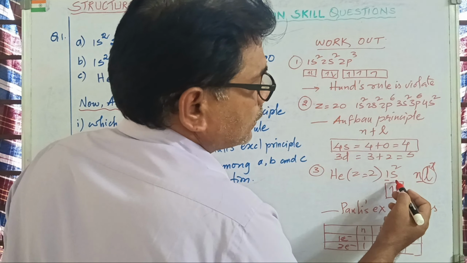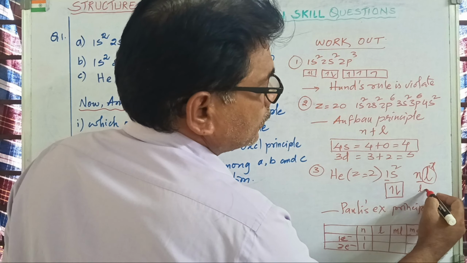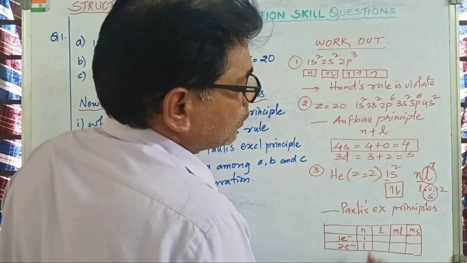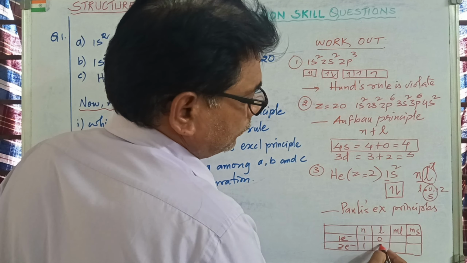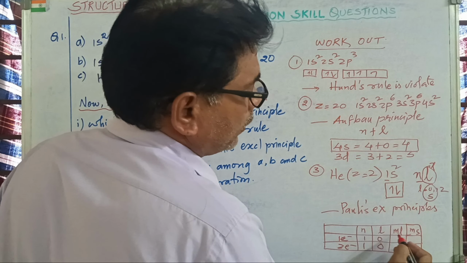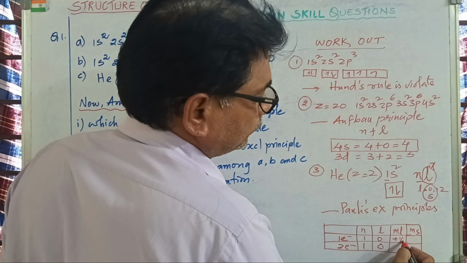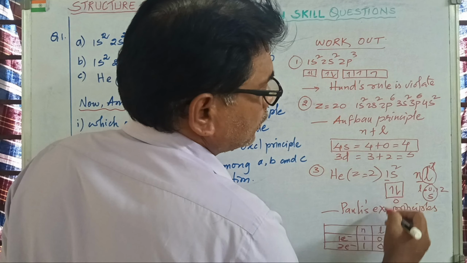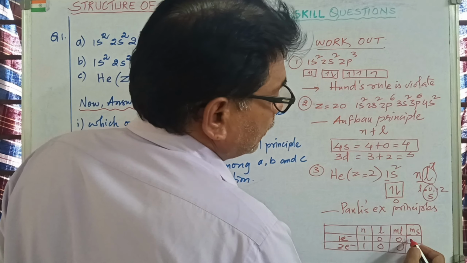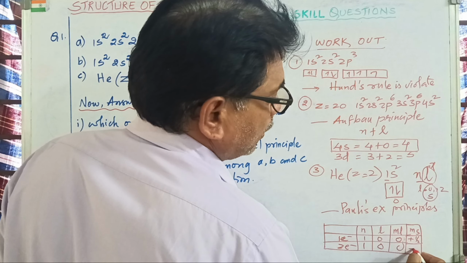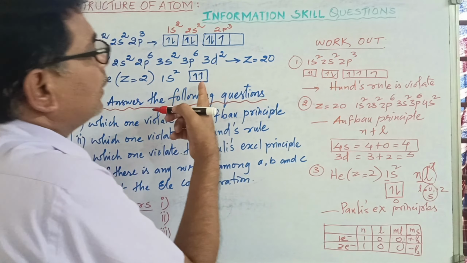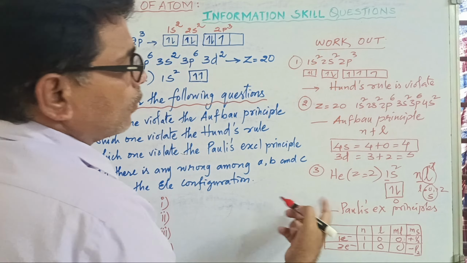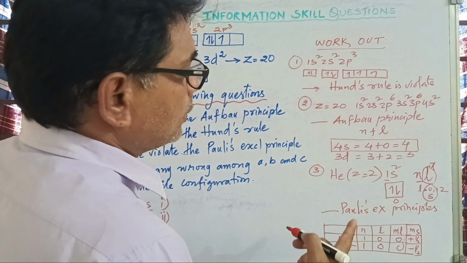And L is what here? S. Because L takes values 0, 1, 2 and so on. So S means 0. So for both it is 0 only. One is clockwise, so it should be plus half. Sorry, the ml value is 0, because you have only one box. One should be clockwise, plus half, and the other should be anti-clockwise, minus half. But what happened here? Both are in the same direction. Therefore, Pauli's exclusion principle is broken.